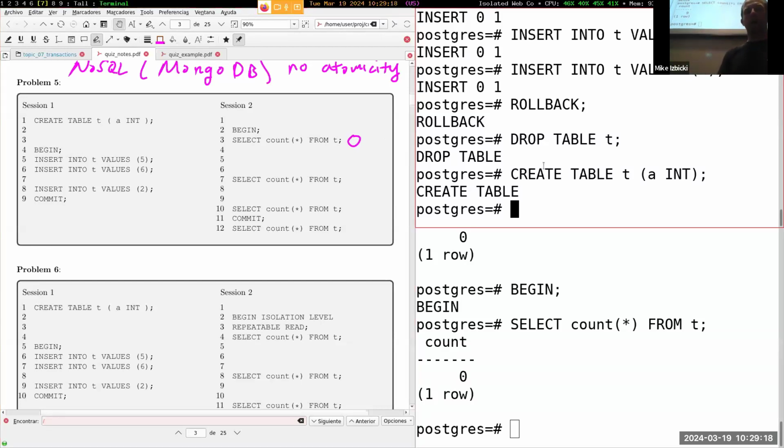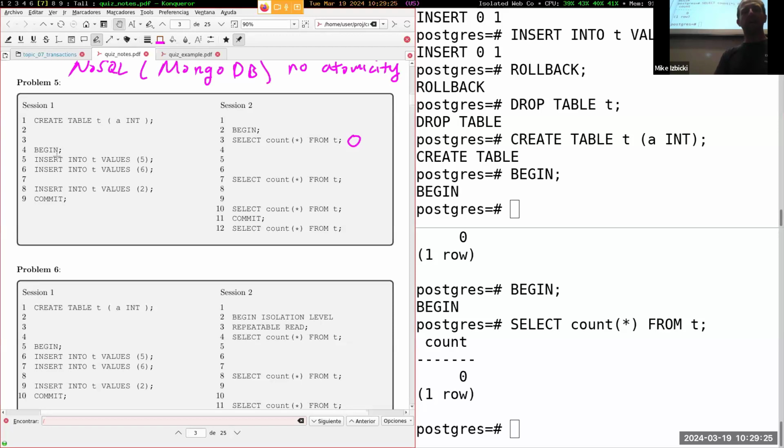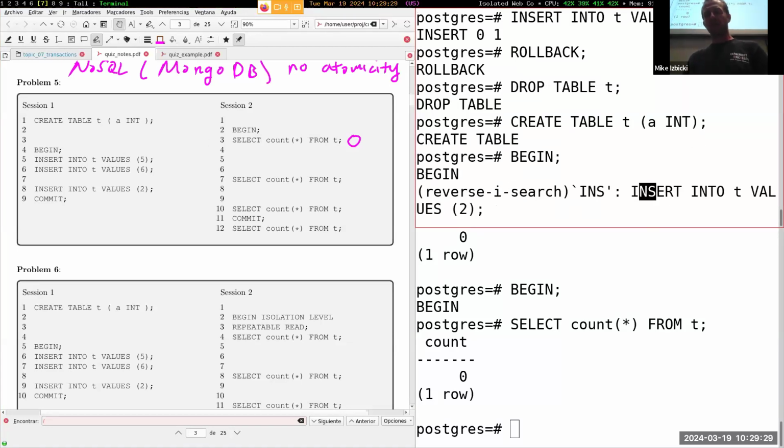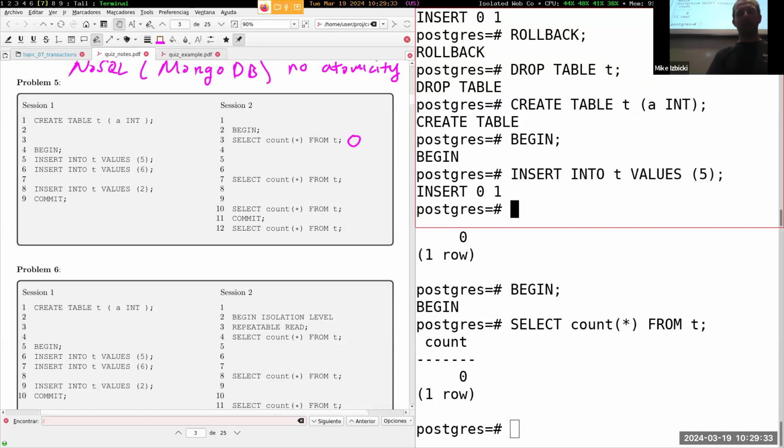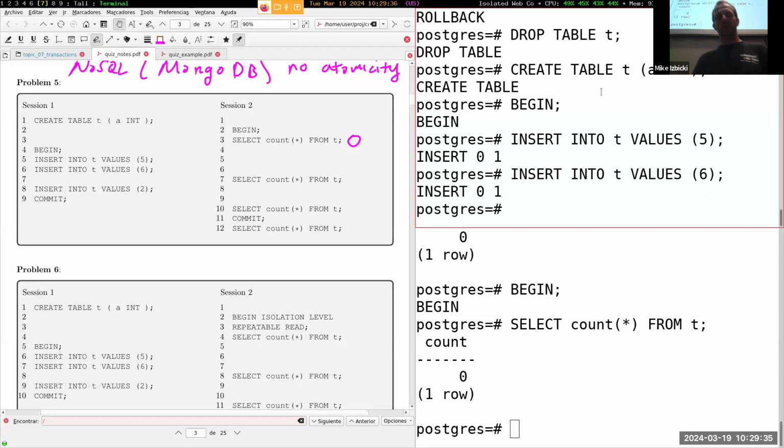Line 4, creating our transaction in the top right terminal over here inside of session 1. I hit enter. And then line 5, I insert into T again, Control-R, rerun my insert commands, insert into T values. First comes 5, hit enter, up arrow, then comes 6. I've now run all the commands from 1 up to 6 down here. We're on line 7 now, so I'll press the up arrow to rerun this select count star from T.